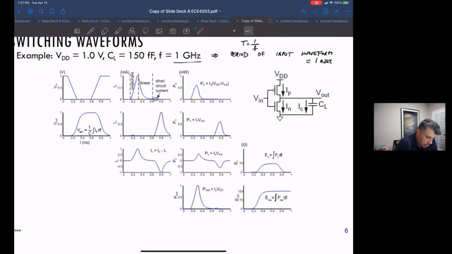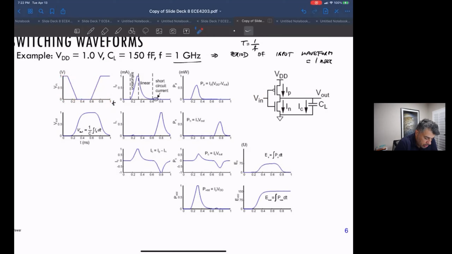If you look here, this is the input, and this is time. The overall going from high to low to high takes a nanosecond. So that's the input. It stays high, goes low, stays low for a while, goes high again.